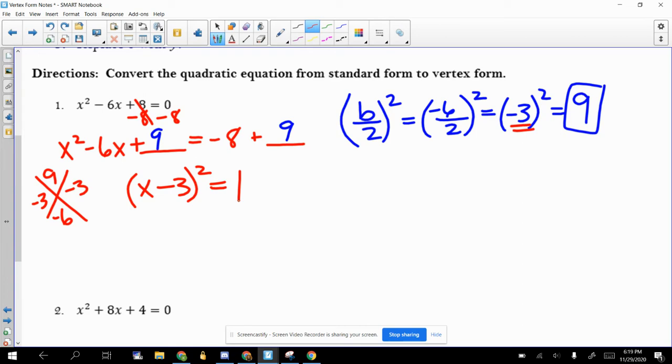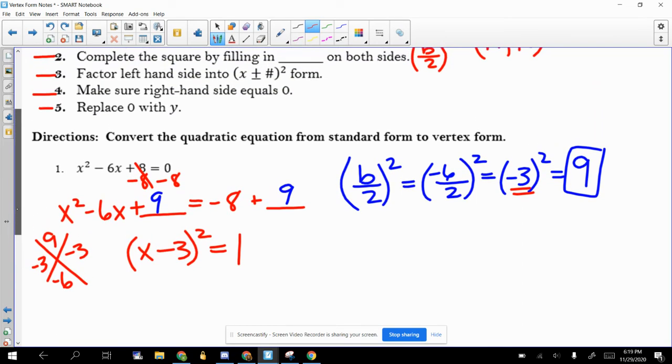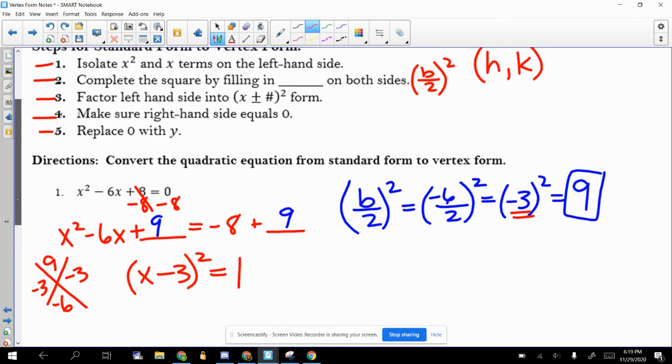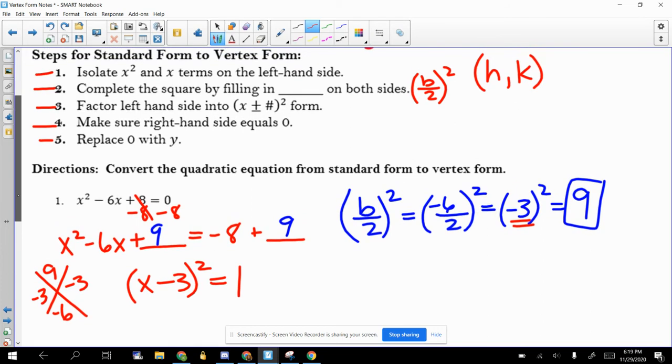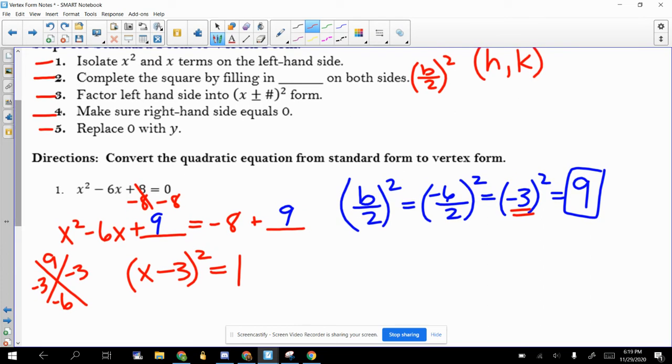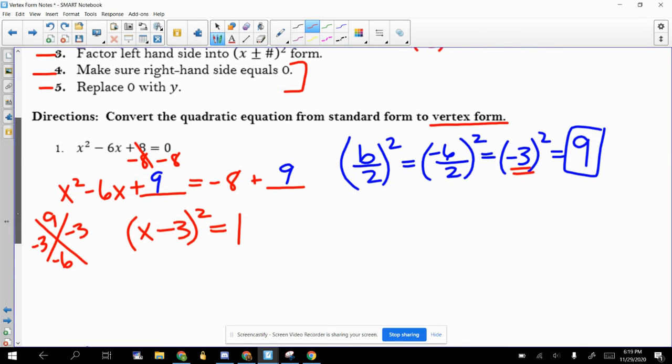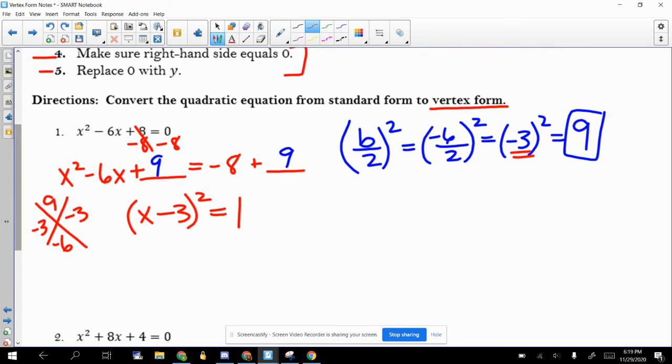Now, normally we would go ahead and solve. That's what we were doing when we were solving by completing the square. So we would take the square root of each side, but that's not what we want here. We want to write it in vertex form. So here's where it gets a little bit different. So now these last two steps, 4 and 5, it says make sure the right-hand side equals 0. So in order to get the right-hand side equals 0, I just need to subtract over 1, and then it's going to look like x minus 3 squared.